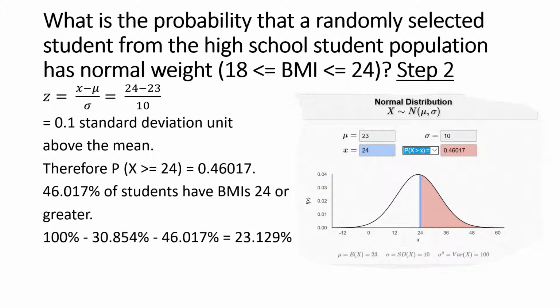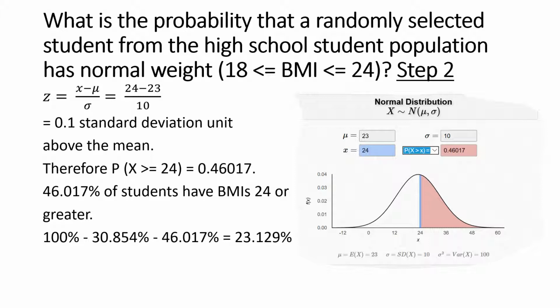And then we subtract 23 from 24, divide by 10, and we get 0.1 standard deviation unit above the mean as the z-score. And then we convert the z-score to p-values or probability. We get 0.46017, meaning that slightly over 46% of students have BMIs 24 or greater.